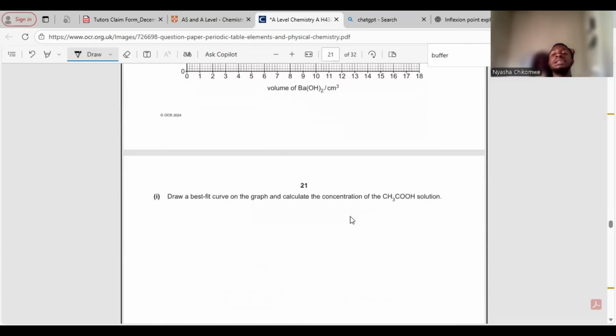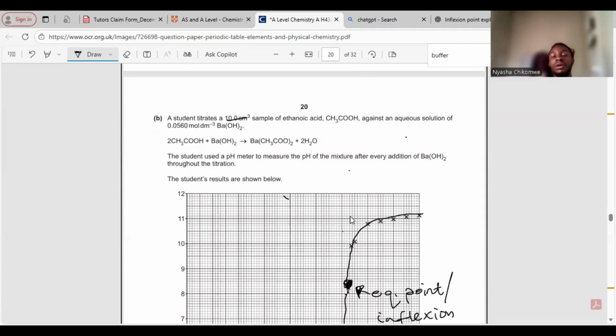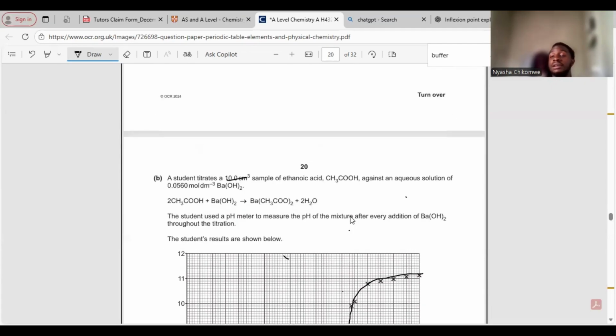So the question is asking us to calculate the concentration of ethanoic acid. To calculate the concentration of ethanoic acid, we need two things. Concentration is number of moles over volume. The volume is given: the student titrates a 10 cubic centimeter sample of ethanoic acid, but we don't have the number of moles. However, we can get the number of moles of ethanoic acid from the number of moles of barium hydroxide. So if we can calculate the number of moles of barium hydroxide, we can then get the number of moles of ethanoic acid. There are two times.